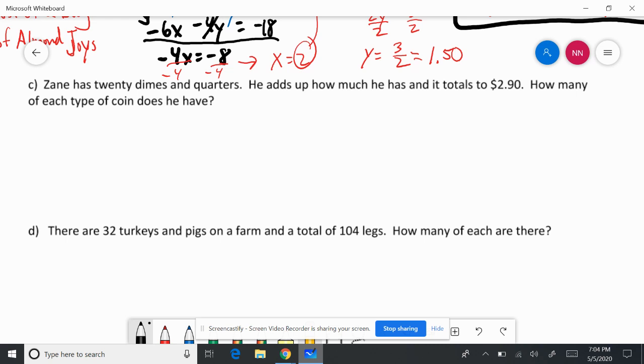We're going to continue solving problems using elimination. We're looking at word problems right now. And for letter C, it says Zane has 20 dimes and quarters. So we're going to call X the number of dimes, and we're going to call Y the number of quarters.